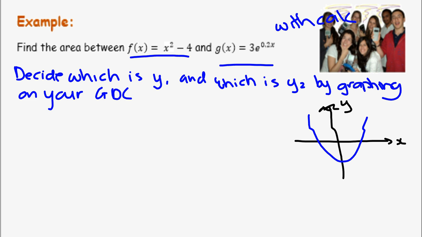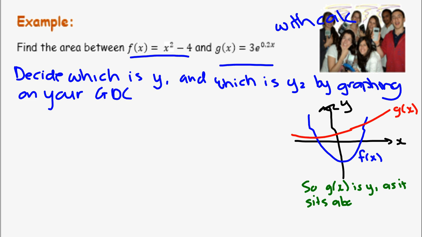I've done a pretty sketch there. So that one is g of x. This one is f of x. Decide which one is y1, which one is y2. So g of x is y1 as it sits above. And what we're going to be asked to do is calculate the area between the two. If you're still not sure what I mean, it's this yellow bit here. We're going to calculate that area using this method.